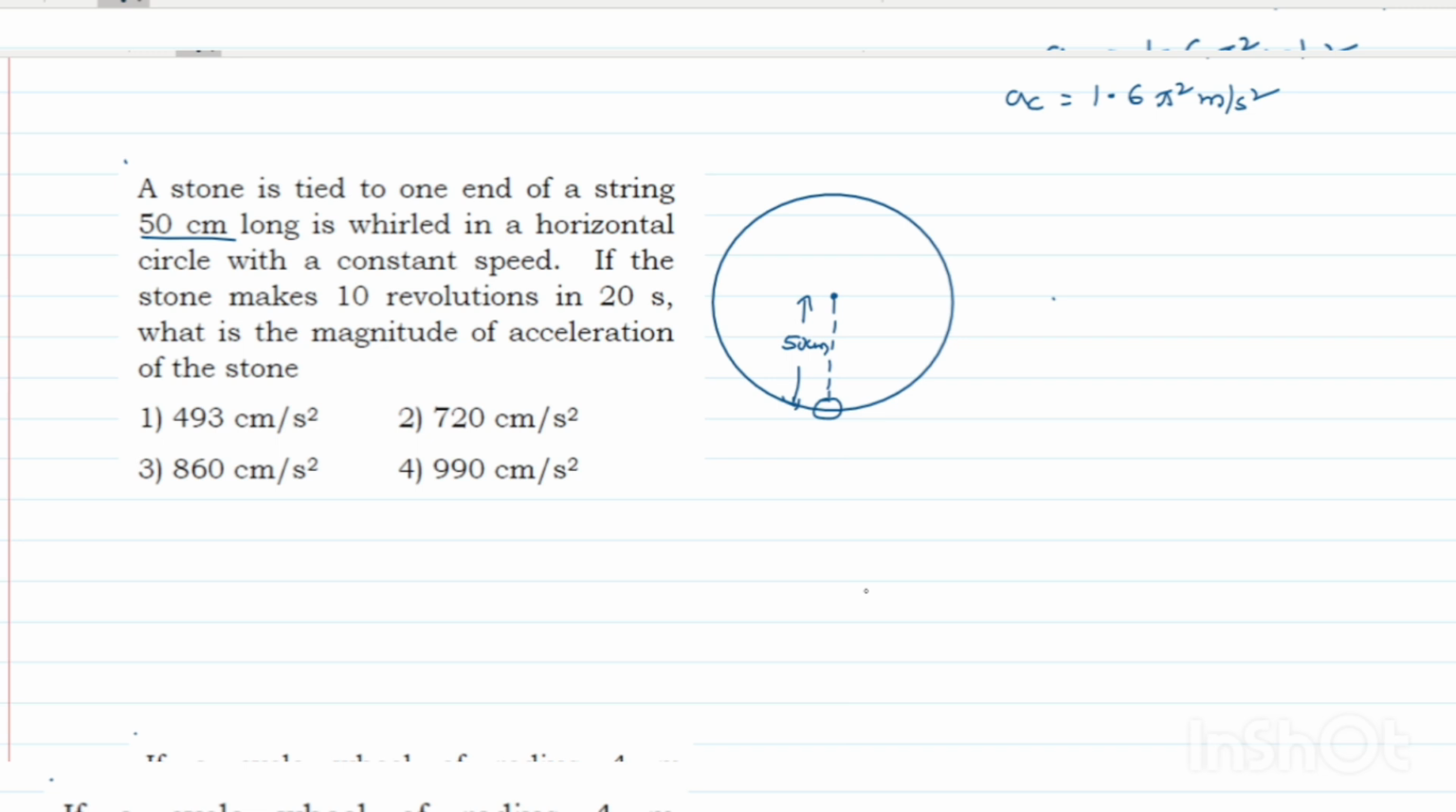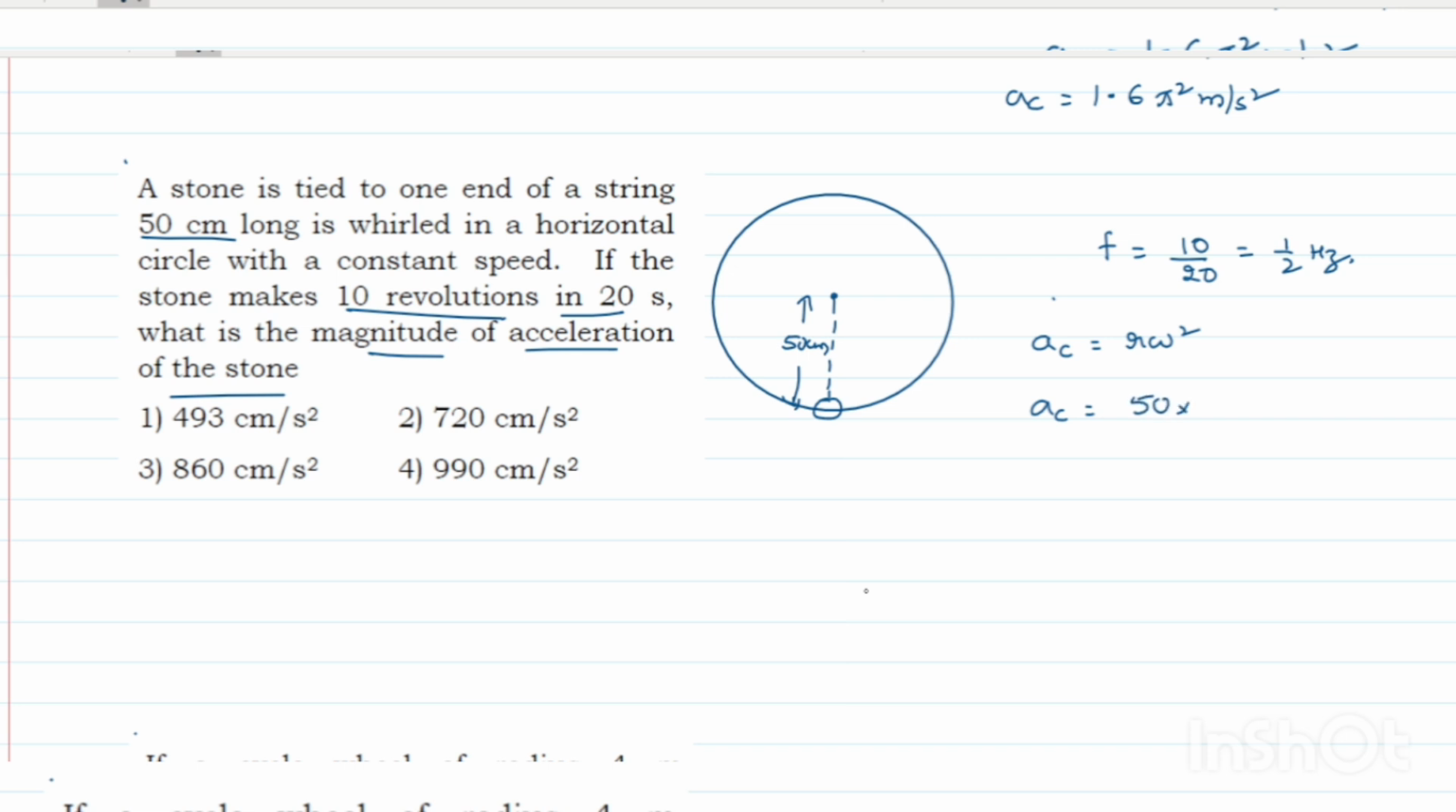If the stone makes 10 revolutions in 20 seconds, that means the frequency is 10 revolutions in 20 seconds, which is 1 by 2 Hz. They are asking what is the magnitude of the acceleration of the stone. Magnitude of acceleration is the centripetal acceleration. In terms of angular velocity, A equals r omega square. So AC, with radius 50 centimeter. The answer options are also given in CGS system, so we need not convert.